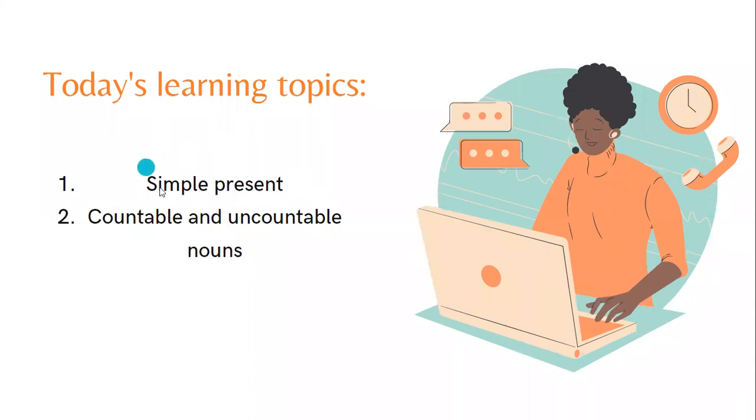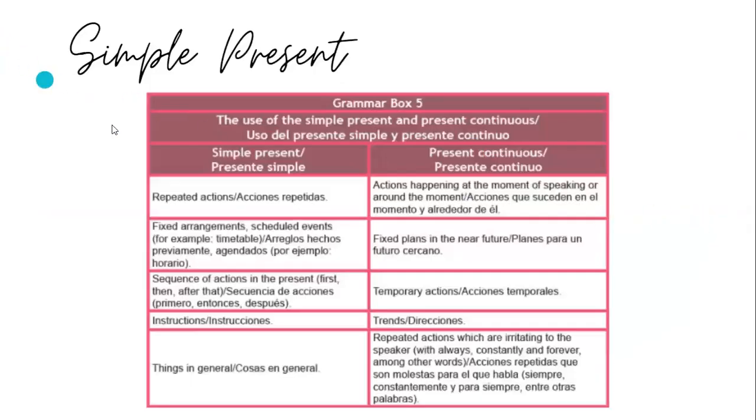Today we're going to learn about simple present and countable and uncountable nouns, okay? Starting with simple present, here I placed a grammar box and we're going to compare first the simple present with the present continuous. So we know the difference because sometimes people can get confused by it, okay? Okay, so present simple is for repeated actions, acciones repetidas, okay?